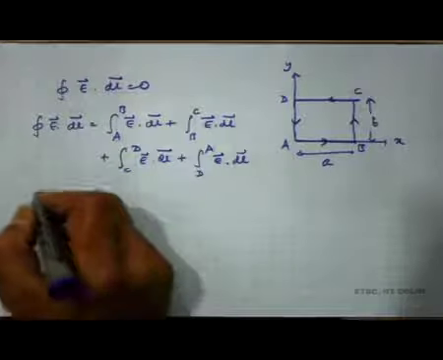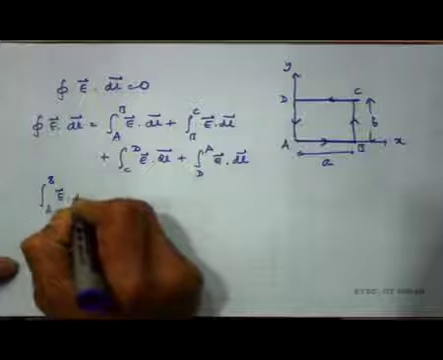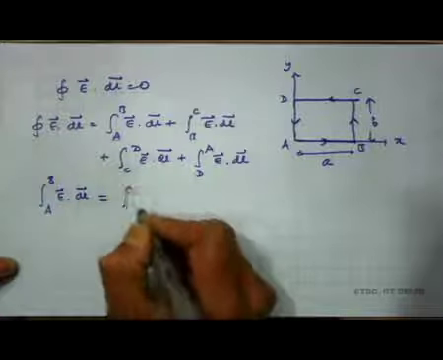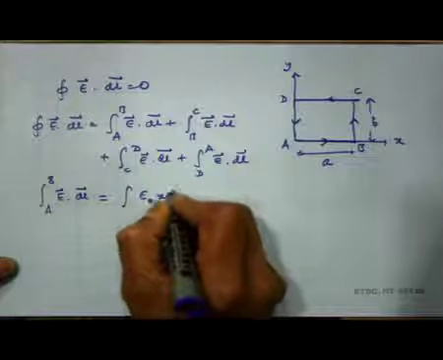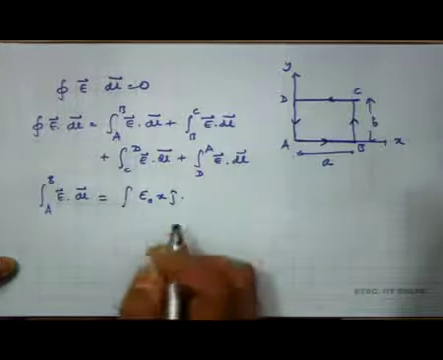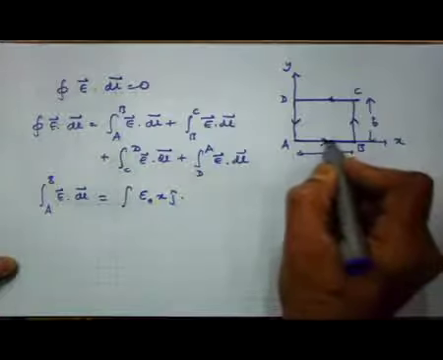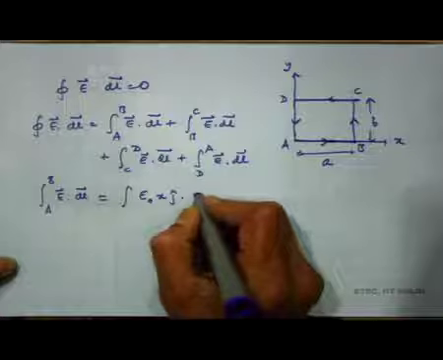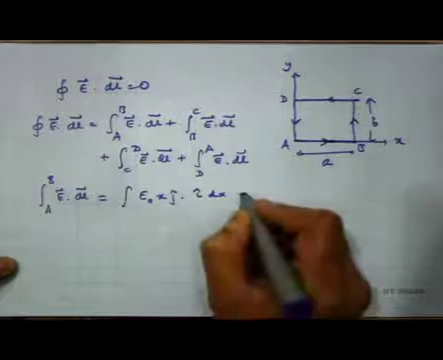Now, what is integral A to B E dot dl? It is equal to integral, now, E is nothing but E naught x j cap, dot dl. Now, I am integrating from A to B, that means dl must be along the x axis. So, dl is nothing but i cap dx, and because j cap dot i cap is 0, this is equal to 0.